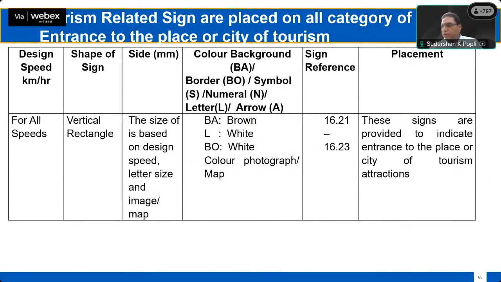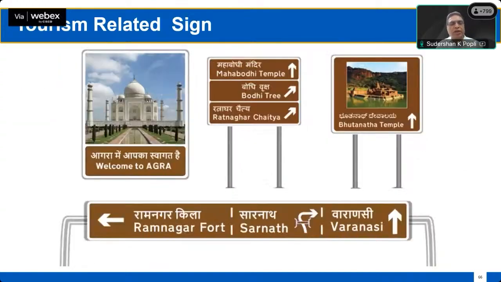Recently, IRC 67 has also introduced that tourism related signs be placed on all categories of roads at the entrance of the place or city we are leading to. For example, "Agra आपका स्वागत करता है", and other places like Sarnath, Varanasi. So these kinds of signs and colors are now given in IRC 67, to be placed on our highways.